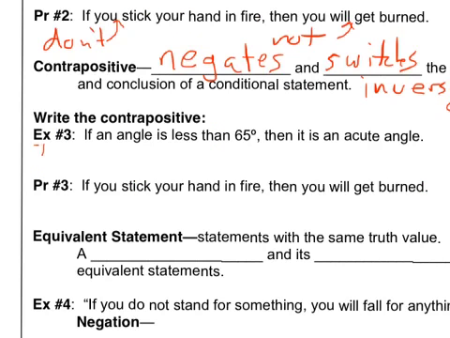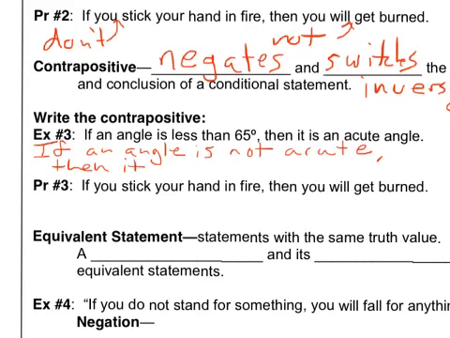Let's try that again. If an angle is not acute, then it is not less than 65 degrees. There you go. So you switch the hypothesis and conclusion, and then you negate both sides. So that's all you got to do there.